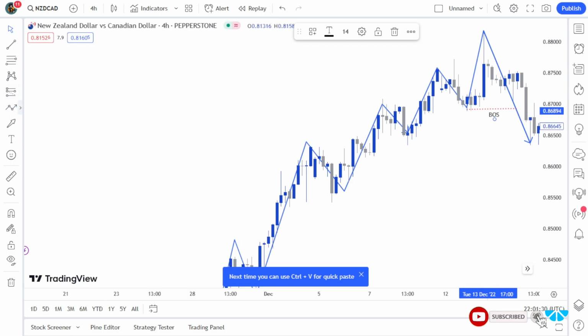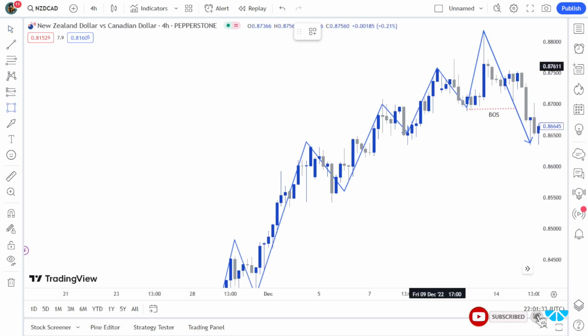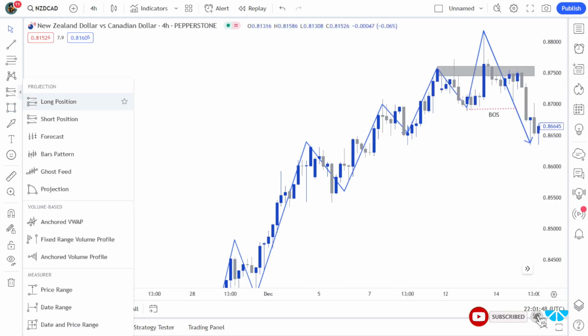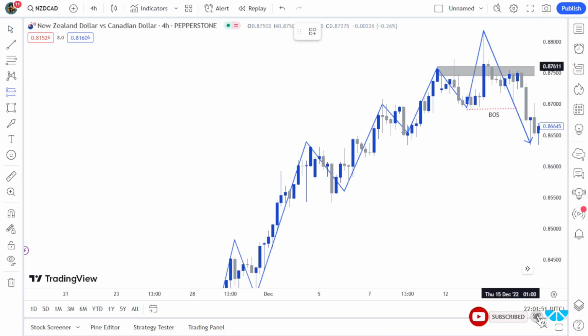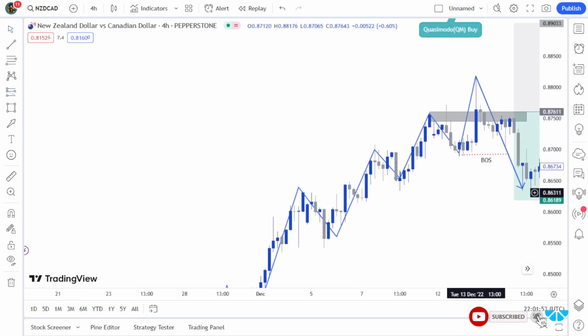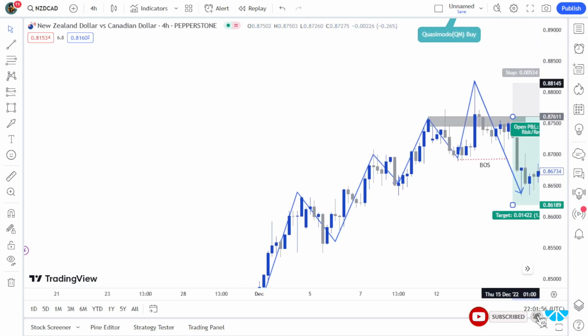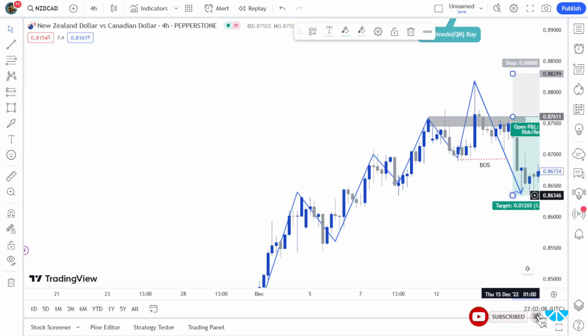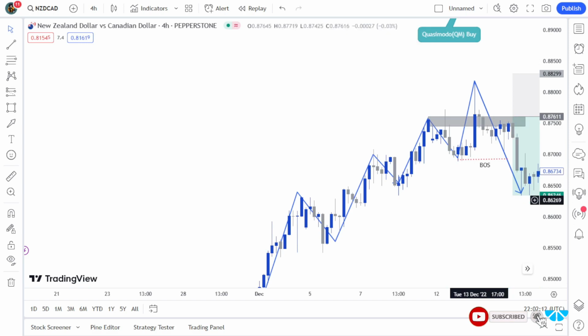Now, once that happens, we set our point of interest, which is the left-hand side, or the left peak, of the Quasimodo pattern. Then once it's set, we set our short position, placing our stop loss slightly above the highest peak, and our take profit is going to be the middle, but the deepest valley rather. Now let's see how this play works out.